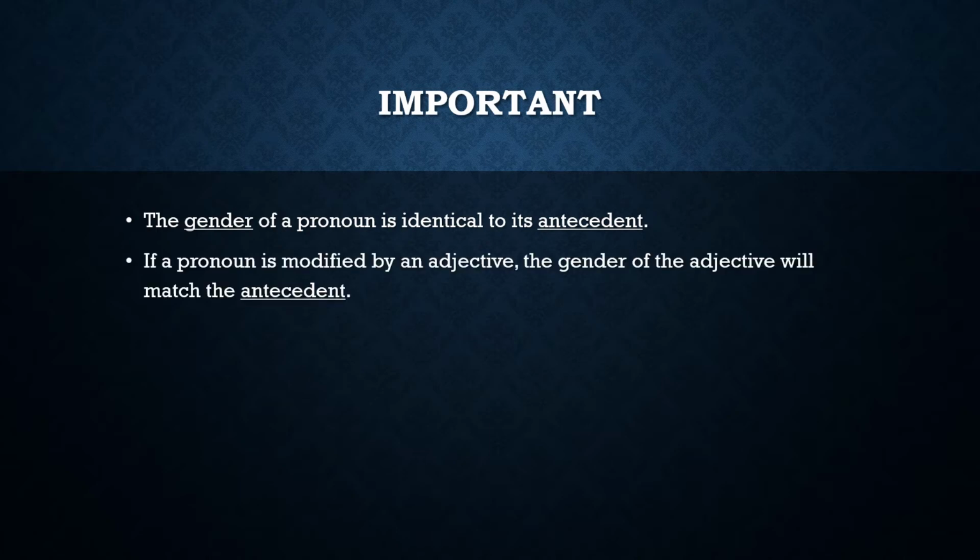There are times when the pronoun might be modified by an adjective, or the pronoun may be the subject of a sentence containing a linking verb. And after the linking verb, the predicate nominative could be an adjective. And if it is, it would need to agree with the subject in gender. And for that, we would need to know the gender of the antecedent.